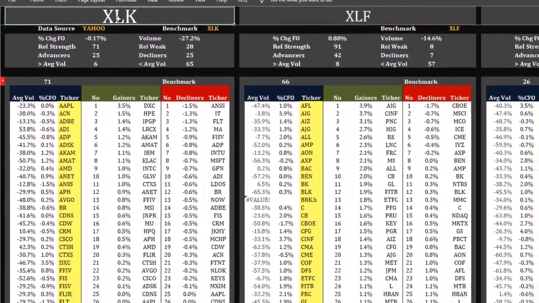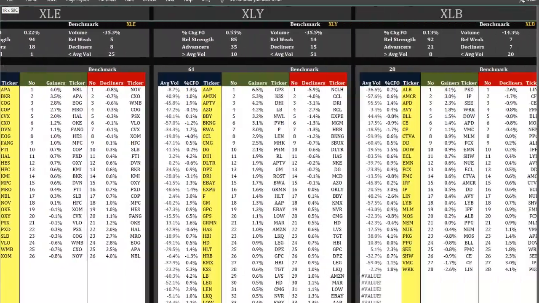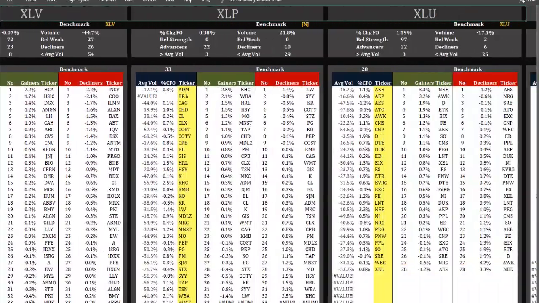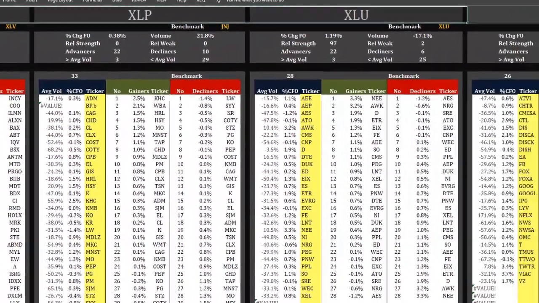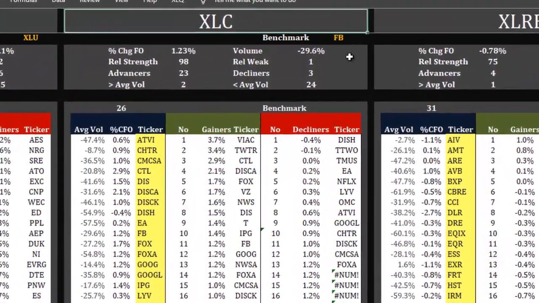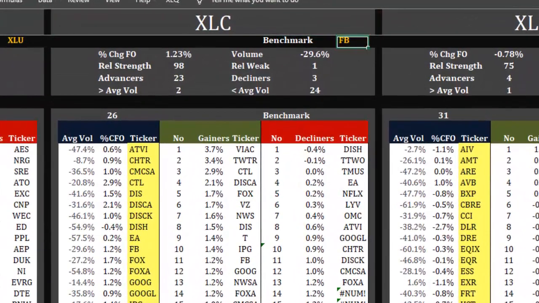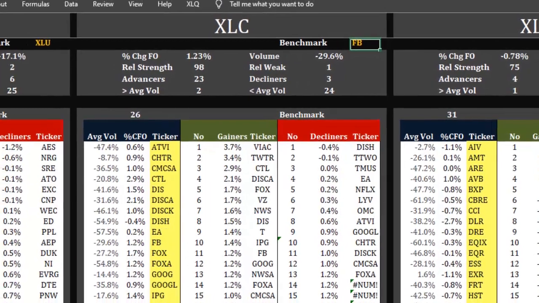It has all of the major SPDR ETFs for the different sectors. They all follow the exact same format I just shared with you. You can see in XLC, instead of a traditional index like QQQ or SPY, there's an actual ticker for a stock in there, and that's perfectly fine.